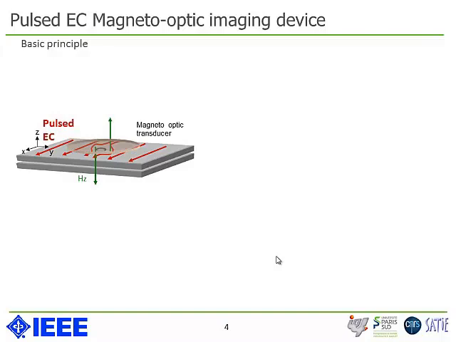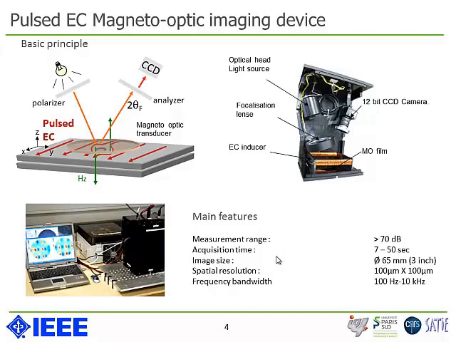We choose to image it thanks to a magneto-optic transducer, which is able, when it is illuminated with polarized light, to convert the amplitude of the magnetic field into a variation of light intensity, which may be recorded by a CCD camera. This is made through a Faraday effect occurring in the magneto-optic material. Here you have some pictures of the actual device that was built, and some of the main features of the device gathered here. You can see in particular that the spatial resolution that we obtain is about 100 micron by 100 micron in a 65 diameter circular image.